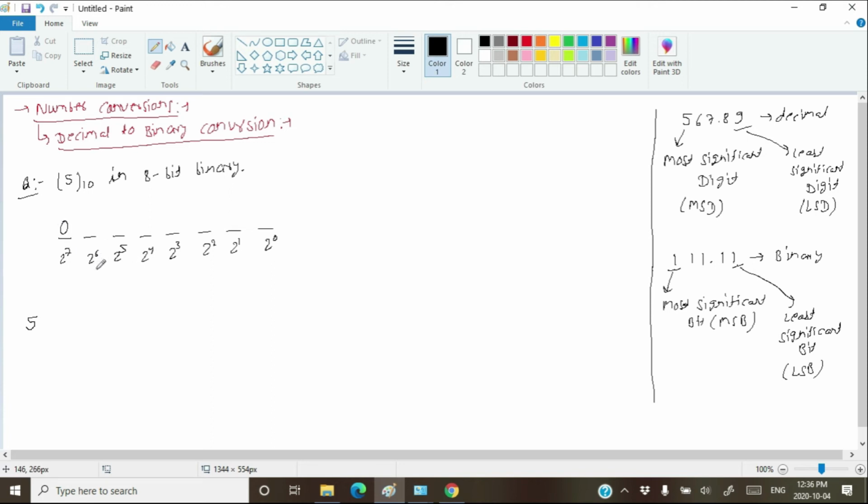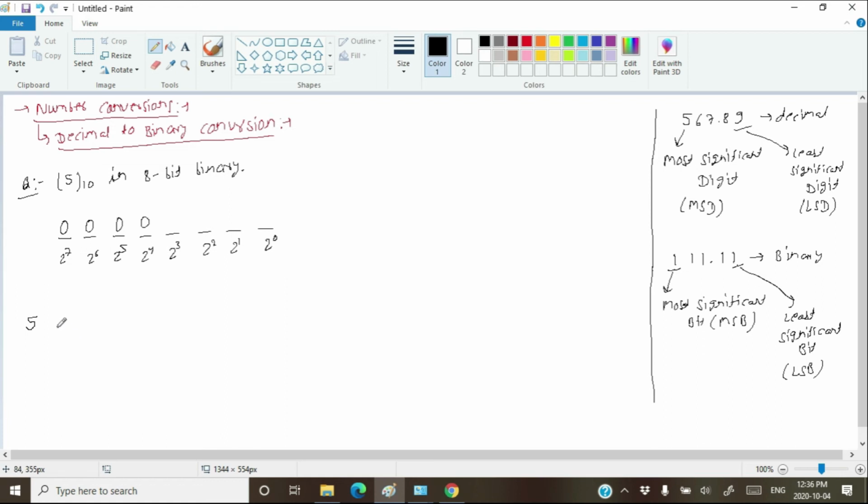2 to the power 6 is what? Tell me. 2 to the power 6 is 64. Can you include that 64 in your binary? No. You have to convert only 5 in binary. So 2 to the power 6 is 0. Can you include 2 to the power 5? No. 32 is way more than 5. So write here 0. 2 to the power 4 is 16. Still 16 is bigger than 5. So write here 0. 2 to the power 3 is 8.